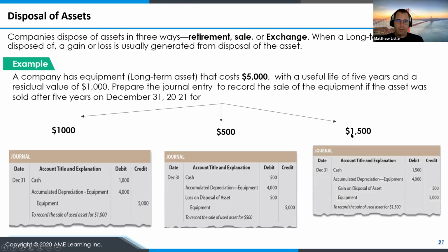The third example is what if we sold it for more? In this case, we record the cash, remove the accumulated depreciation, credit the equipment, and then we have a gain or a revenue, a credit on disposal of that asset for the $500.